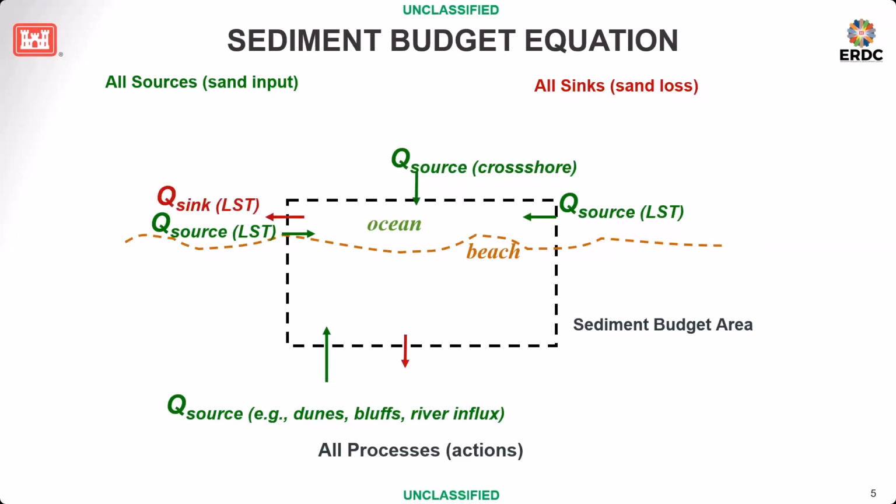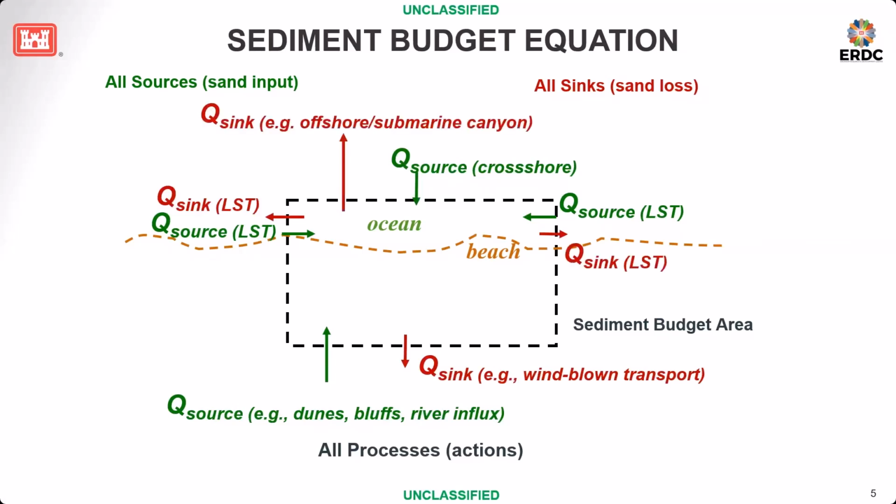At the same time that we're having the sediment come in, we're having it also leave this cell. So longshore transport carries it in, and can also carry it out. You have transport offshore, out past the depth of closure, so it's no longer part of the system. And you can also have it wind blown, so it's taken out of the cell, maybe blown further up into the dunes.